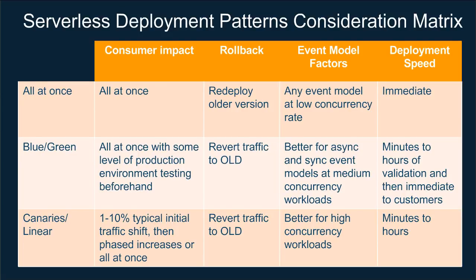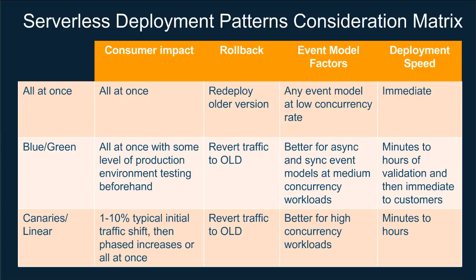In blue-green, you are potentially relying on your testing to be thorough enough that you are not impacting your customers. And then for canaries and linear, you have the ability to potentially only impact a small percentage of your customers, and then again, increase that either completely or in small increments. And as part of this, you'll want to think about how that matters. From a rollback standpoint, all at once is pretty straightforward: you have to cut back to an older version. In blue-green and canaries or linear, you're going to revert back as well, based on the fact that the other version is still there.